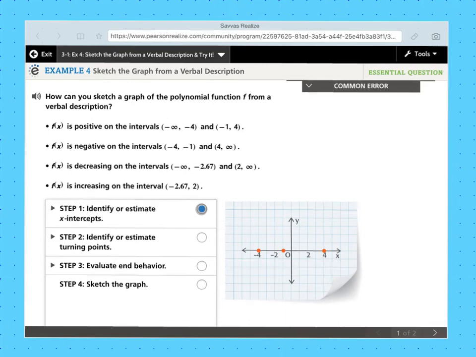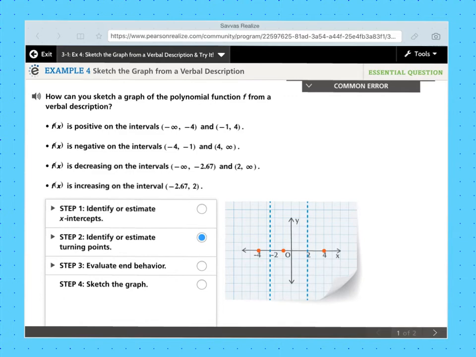That tells me that the sign will change at these x-intercepts. Then the next step is I'm going to identify the turning points. Here it's telling me positive and negative. Negative 2.67 and positive 2 are the places where they change signs.